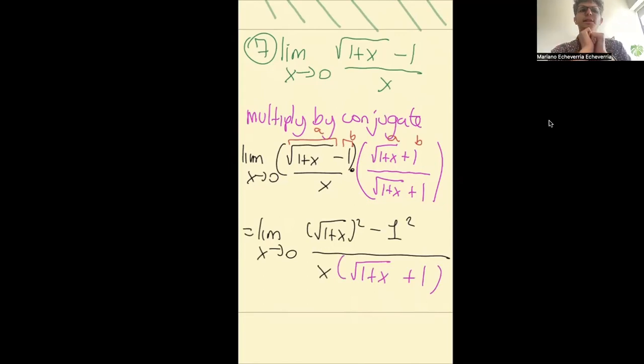Is that making sense? This can be a little bit confusing. Of all the ones we have done, I think this is the most confusing type. So basically, you're trying to find a difference of squares formula hidden in this problem. You had here a minus b, and so you want to see a plus b so that you can use the difference of squares formula.